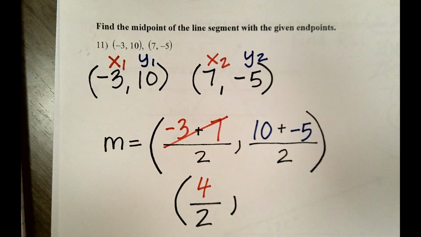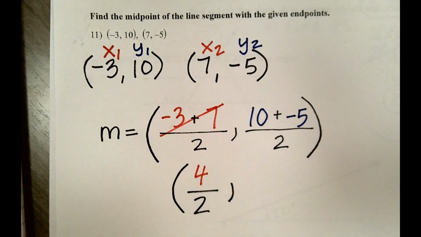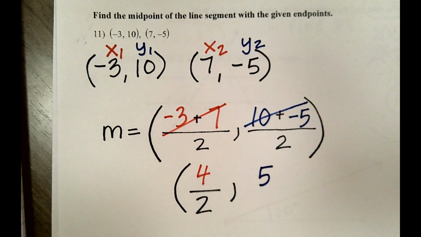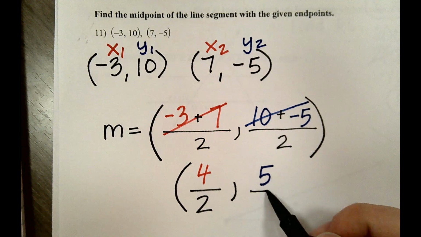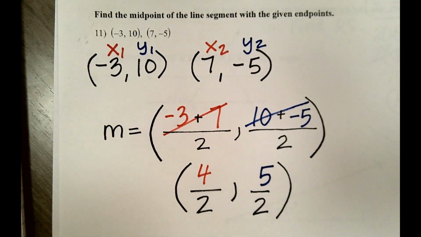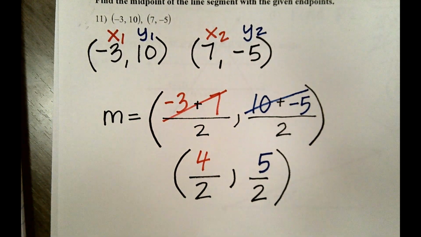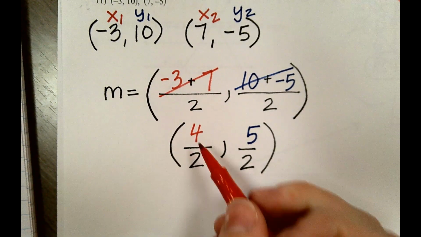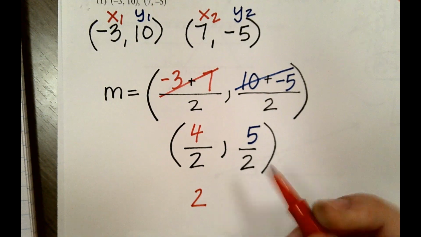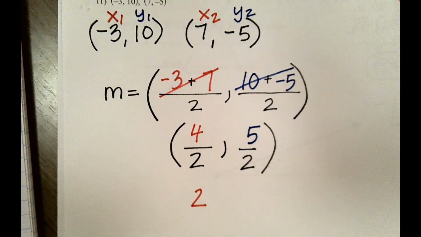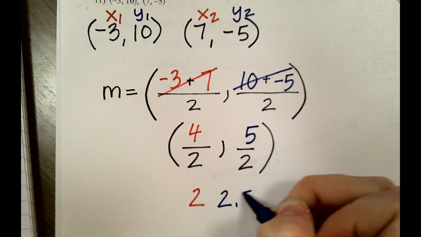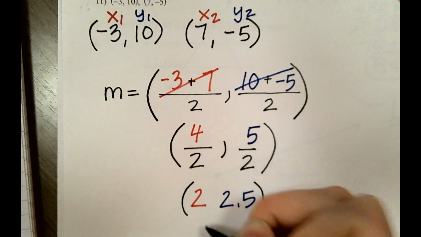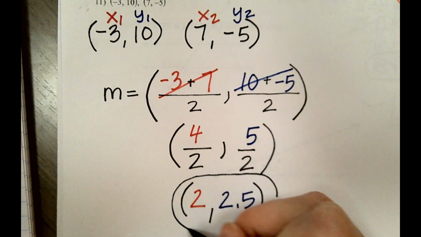And then I'm going to look at 10 plus -5. That will give me +5. Bring down my over 2. Now there's just one more step. Divide it. What's 4 divided by 2? 2. 5 divided by 2? 2.5. And so, that is your answer.